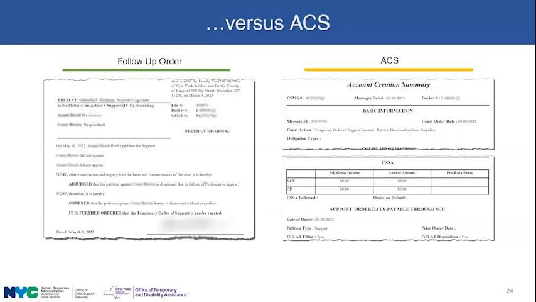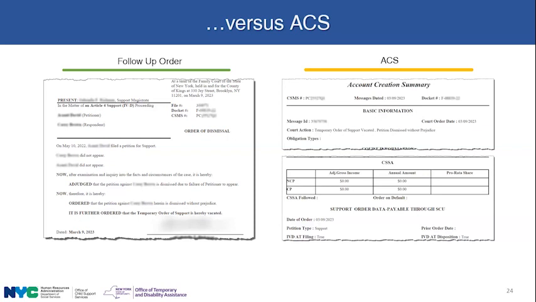Okay, in this example, we have another order of dismissal, and like the previous example, it's just an order of dismissal, but this order of dismissal vacated a temporary modification, and the order of support was thereby reinstated to the prior order of support. And for this particular order, an ACS was generated, which you see on the right, and because of this, SCU was alerted to the fact that the prior order of support was reinstated and that we should begin charging the account again at this prior amount.